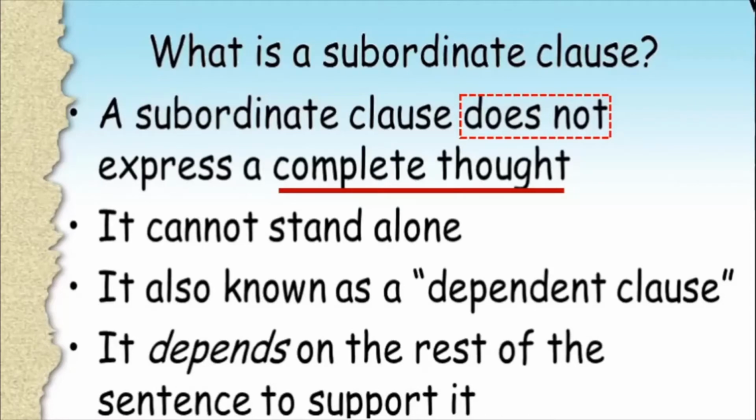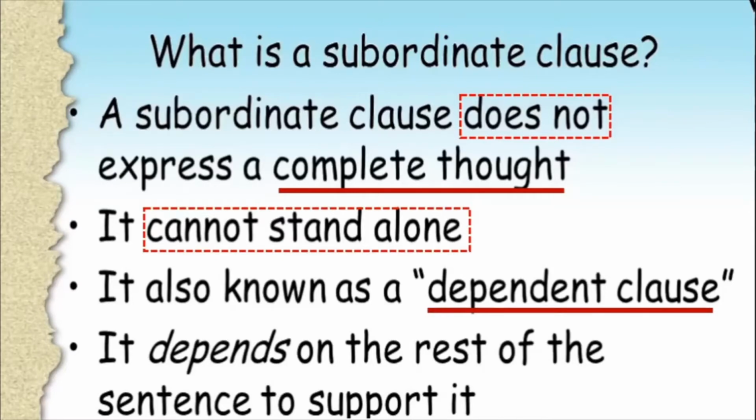But it does not express a complete thought. Second most important thing, it cannot stand alone. Cannot stand alone means if the main clause is not there, then the subordinate clause will not give you much meaning in the sentence. The subordinate clause will not be able to tell you too much about the meaning of the sentence. Then we also discussed that it is also called the dependent clause.